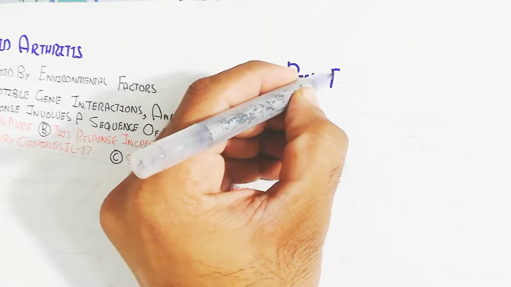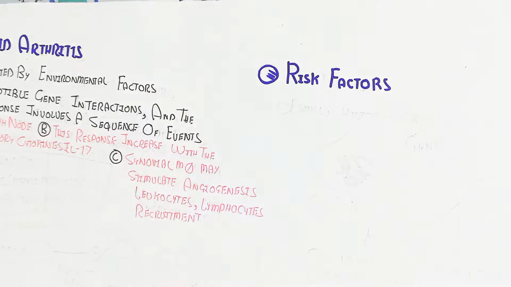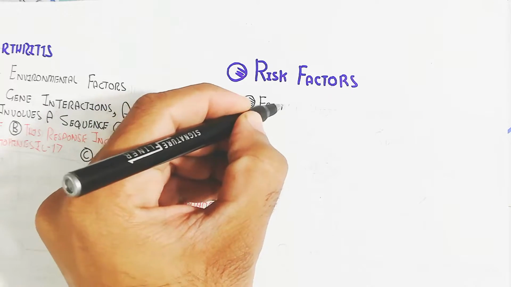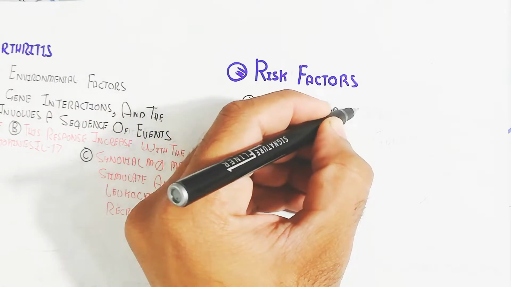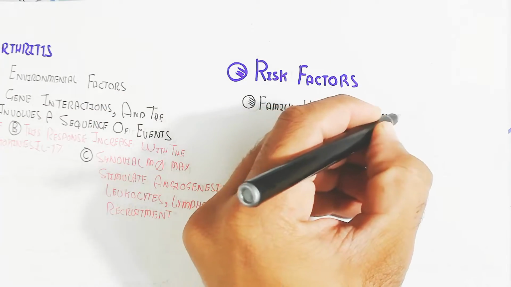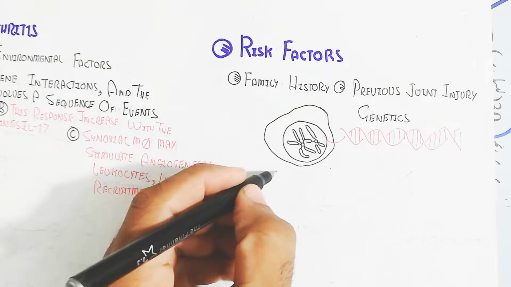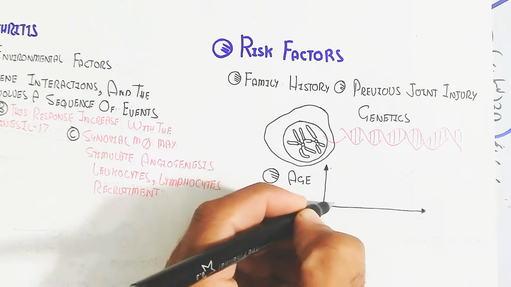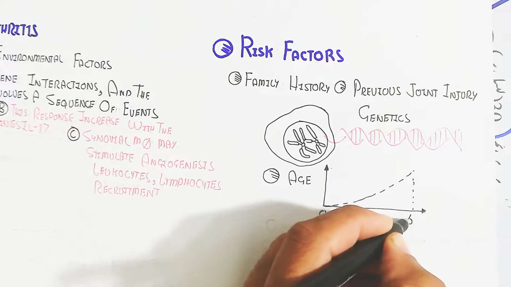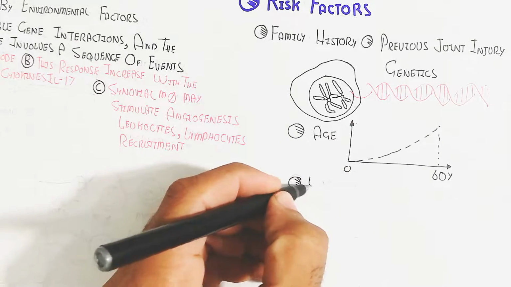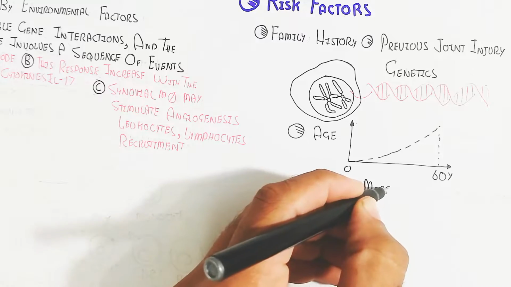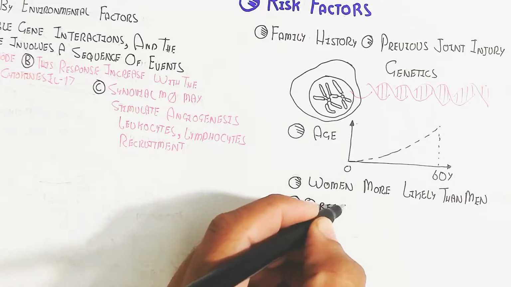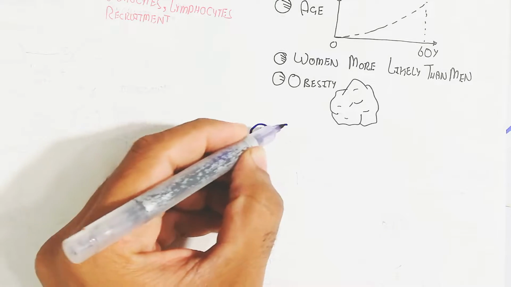Anyhow, let's begin to understand the risk factors first. Family history is an important risk factor. In this way, the genetic transmission of this gene information will lead to arthritis. Other risk factors are previous joint injury, genetics, and age. As age increases, women are more likely than men to be affected. Obesity is also a risk factor.